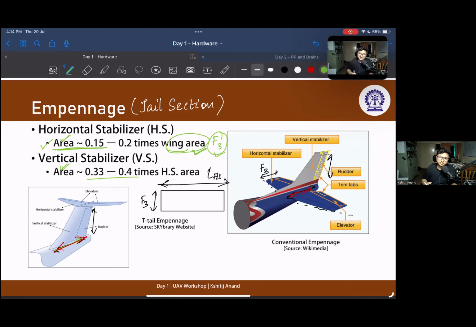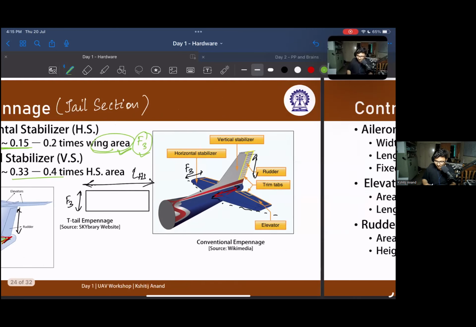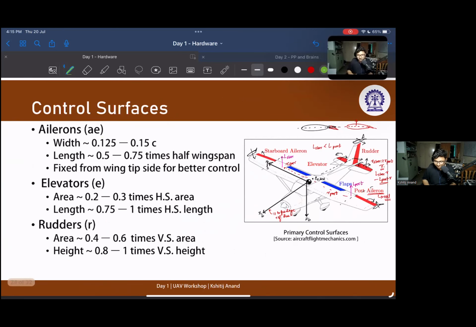What exact shape do you want to put the horizontal and vertical stabilizer into? Right now, you can simply keep them rectangular. When you want to make advanced RC aircraft, you will have to look into sweep and taper. That is not something we are going to discuss right now.